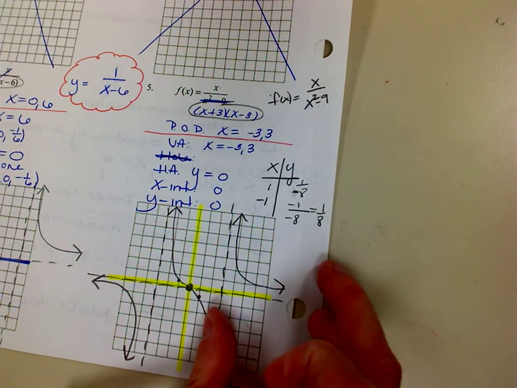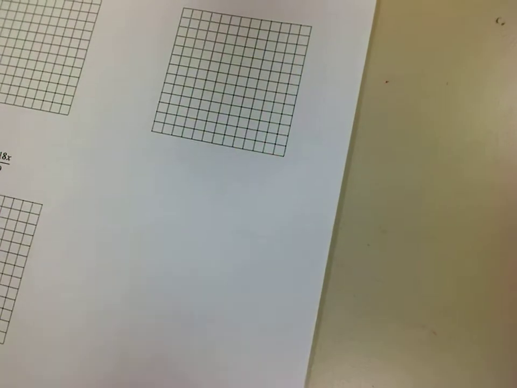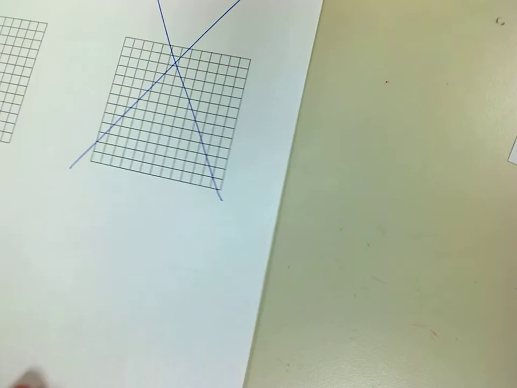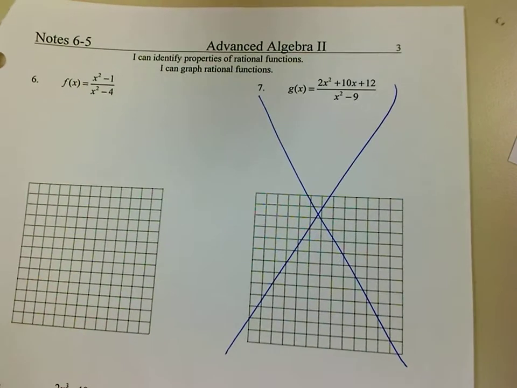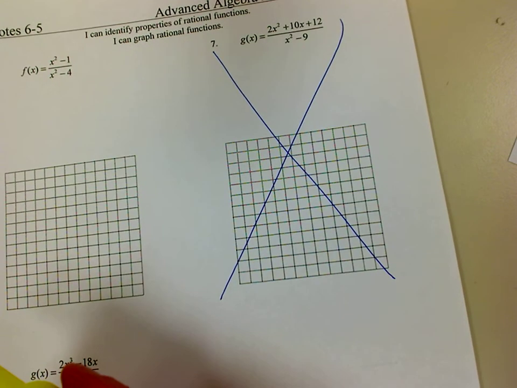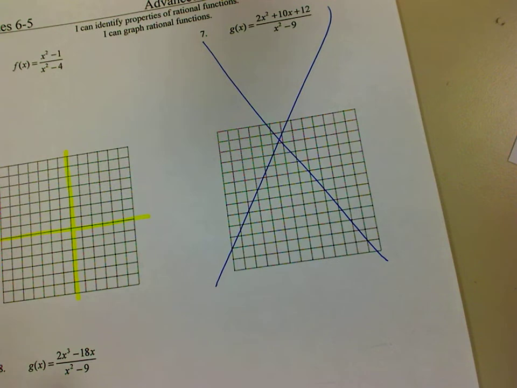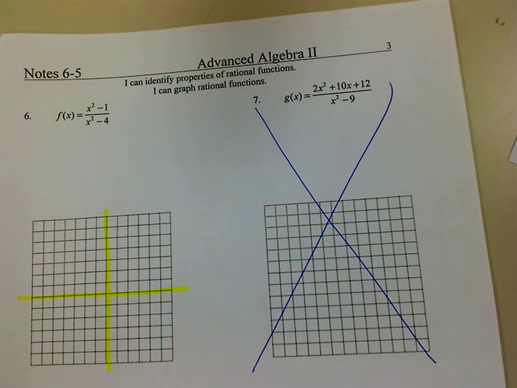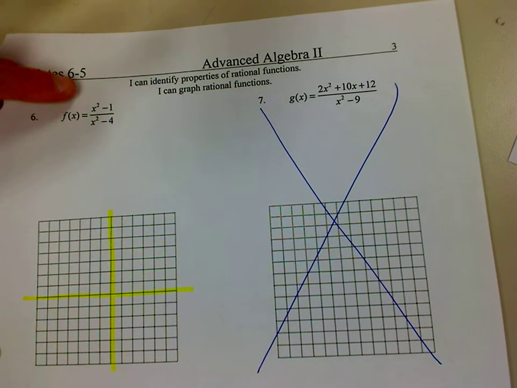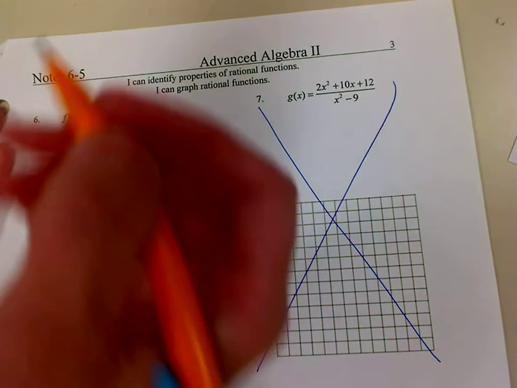Let's turn the page. I am going to cross off number 7, but I'm going to do 6 and 8. First, let me draw in my XY axis. The first thing I want to do is factor. This time I can factor the numerator as well as the denominator.